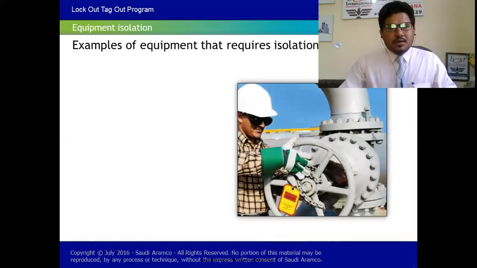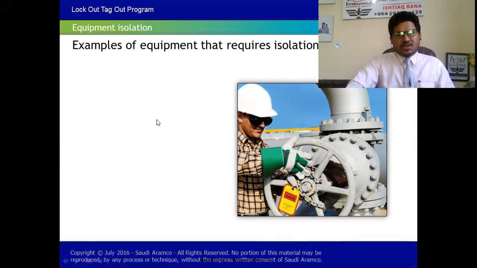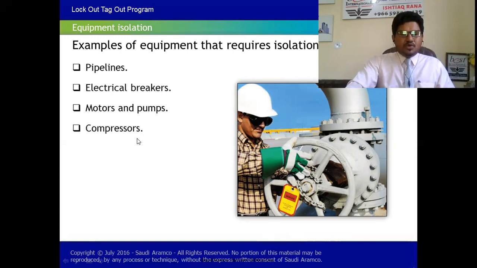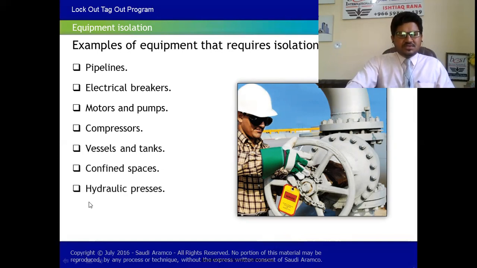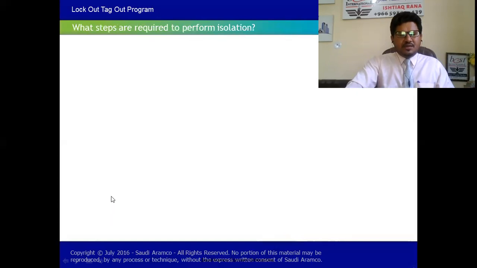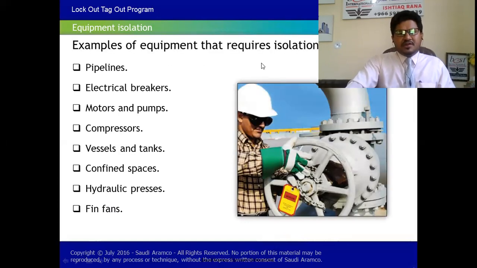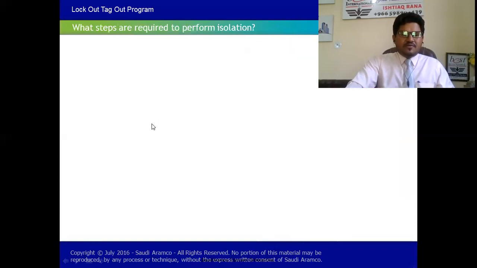So for equipment isolation, what kind of equipment are there first of all? As an example, we can list here certain pipelines, electrical breakers, motors and pumps, compressors, vessels and tanks, confined spaces, hydraulic presses, even fin fans. These are some of the examples of equipment that require isolation. So maybe the examiner can create a question from here, examples of equipment that require isolation. Maybe he will put vessels and tanks, confined spaces, fin fans, and all of the above.